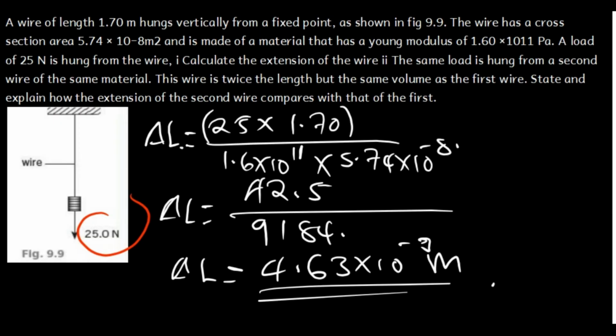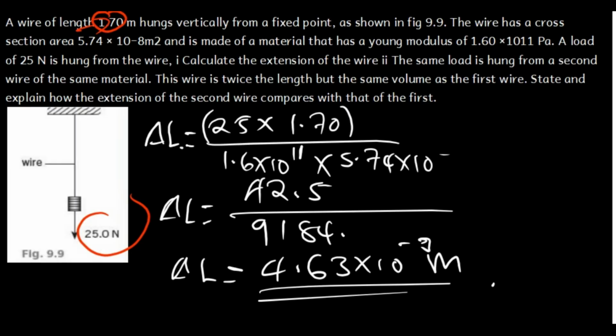Now part 2 is saying the same load is hung from a second wire of the same material. This wire is twice the length but the same volume. Whenever we're talking about the same volume, even the area is the same. The only change is going to be the length. Initially this is the length which we have. Now they're saying the length is twice this one, meaning it is 2 times this one. So let's continue first with reading the question.